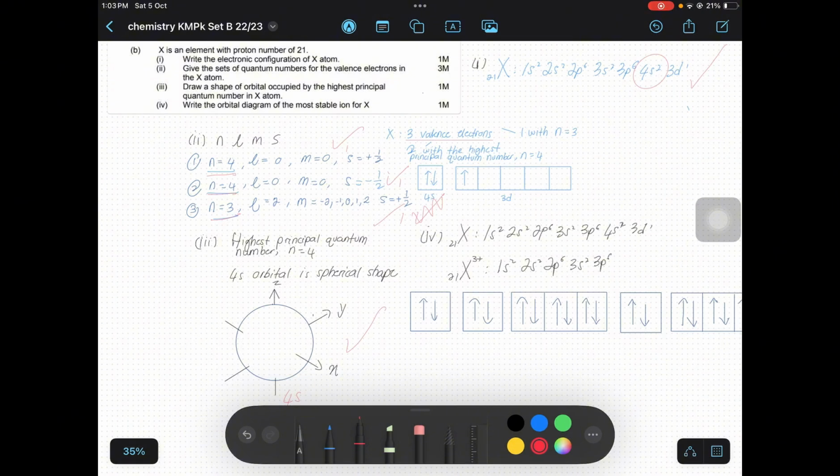Okay. Ini cuma untuk kita explain je, no marks given here, okay. Marks only given for these 3 answers only, okay. This is for the explanation only, okay, so one mark here as well.